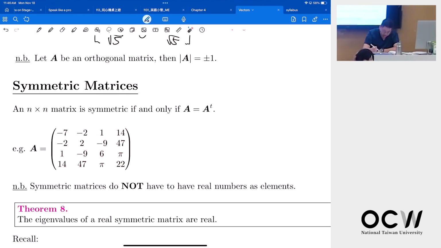And you can see that for this example, I can also have a pi as an element in this matrix. So symmetric matrices do not have to have real numbers as elements. I can also put exponential 2 here, and then they are still symmetric.